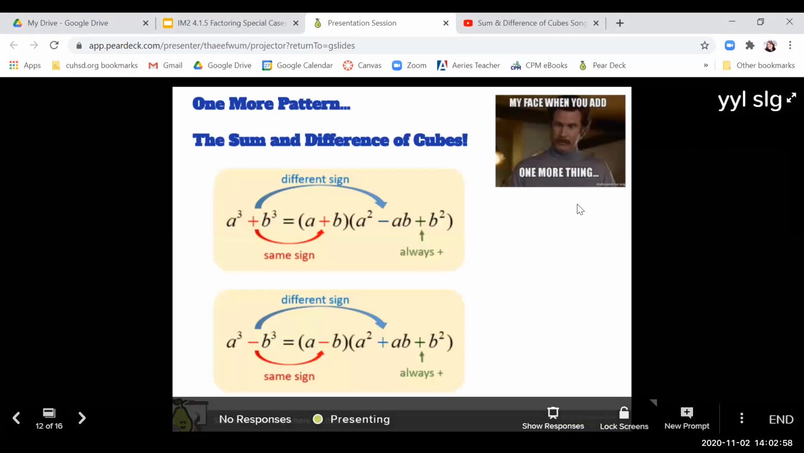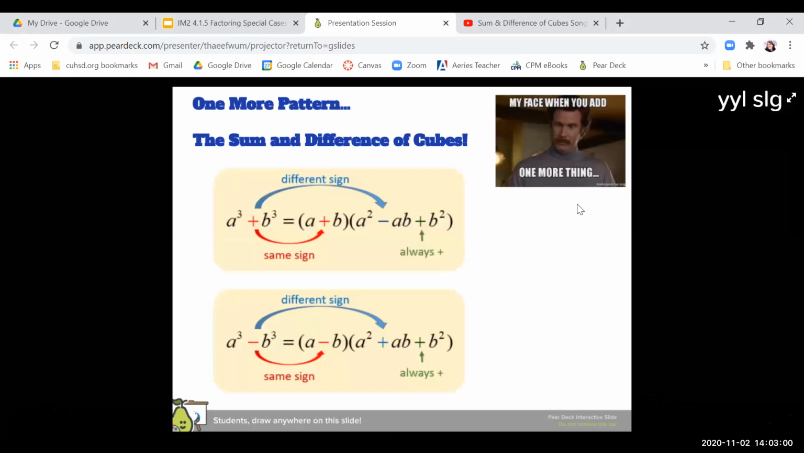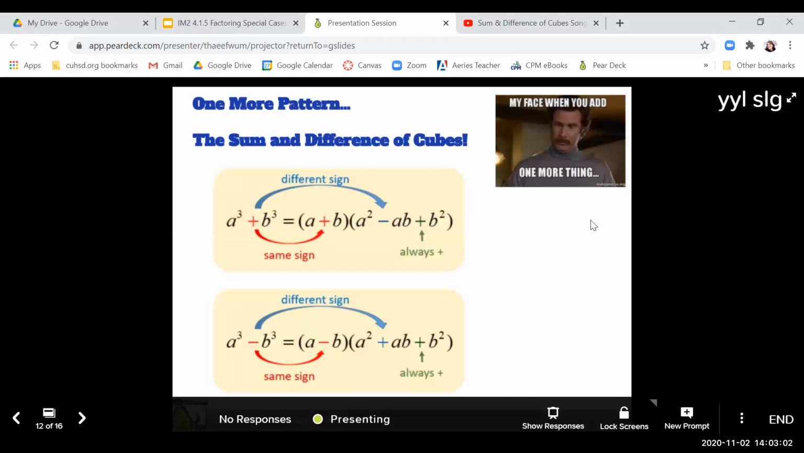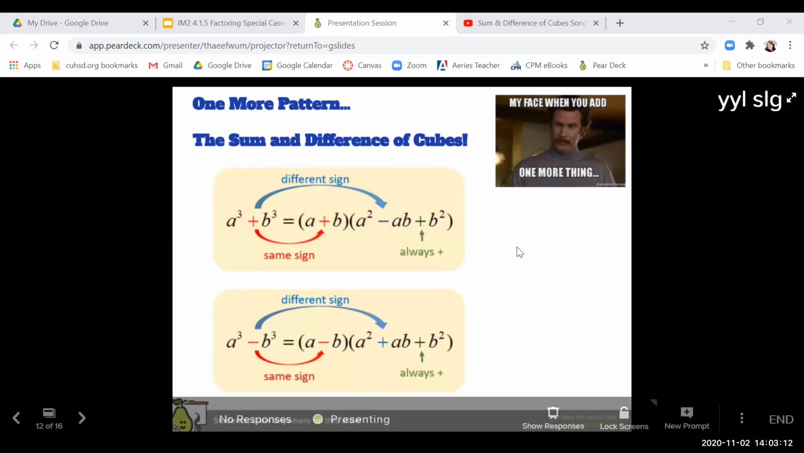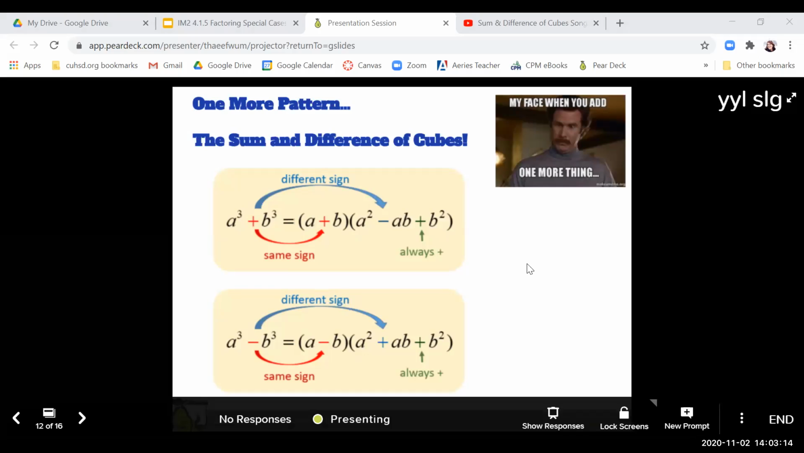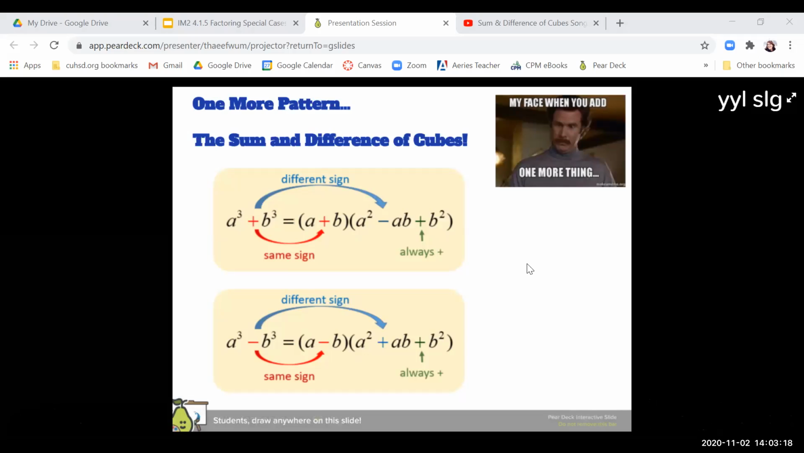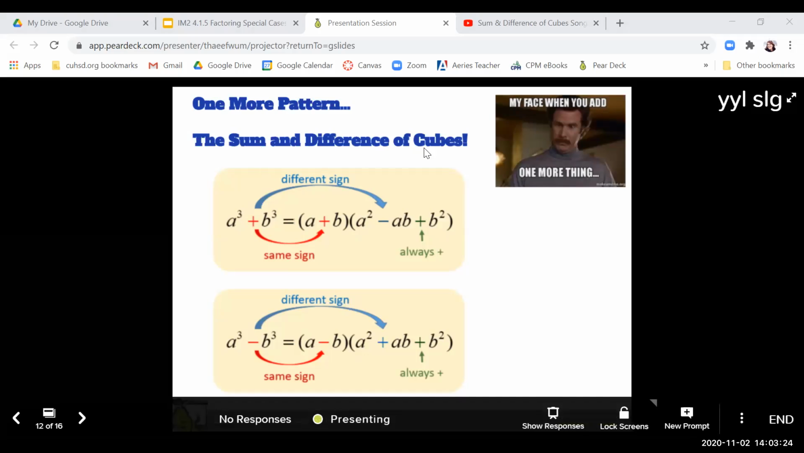But remember the meme from the beginning? My face, you add one more thing. I do have one more thing I want to show you, unfortunately, and I'm so sorry for this. Let's cram in one last thing at the end here. Sometimes this cube factoring with sum or difference of cubes comes up. So I want you to have at least a little bit of experience with it. So the sum and difference of cubes.